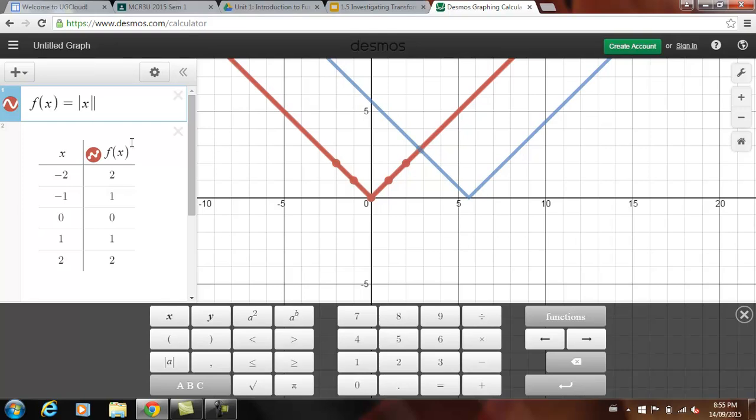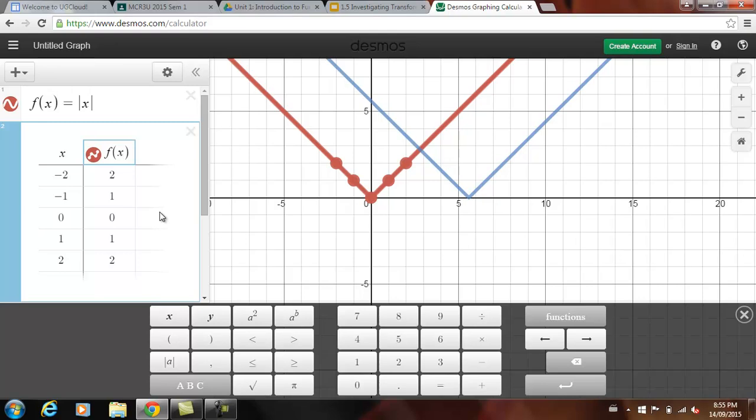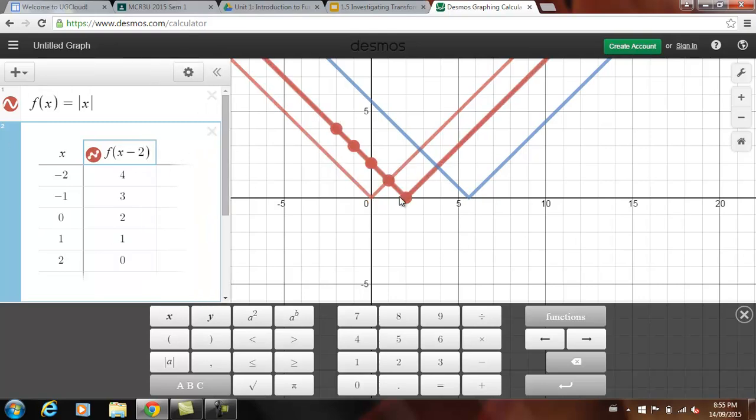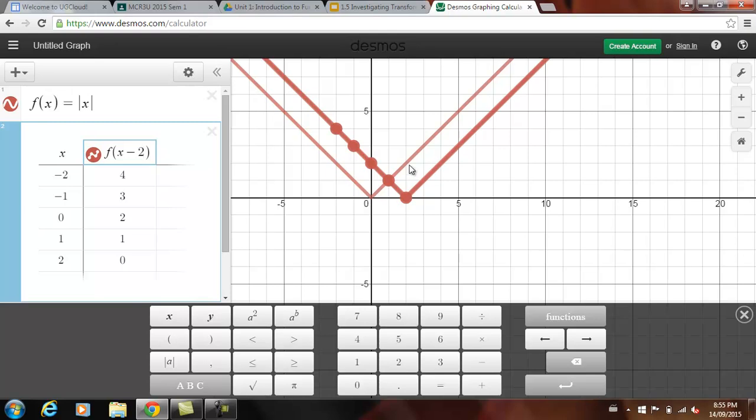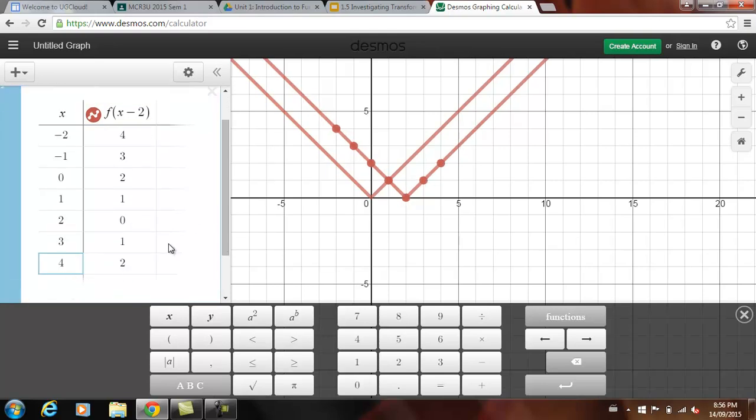If we're going to take this function and subtract 2 from the inputs, so this red guy is the base function, and this is if we subtract 2 from all the inputs. What happens is you actually need bigger inputs. So notice that negative 2 no longer gives 2, it gives 4. It's 0 that gives 2, and then it's 3 and then 4, and so we actually need bigger values to get the same original y values, which are 2, 1, 0, 1, 2.